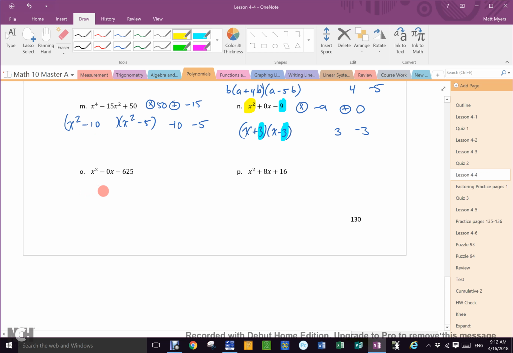What do I have in o? I have x squared and 625. Is that a perfect square? Is it? Is it on your list of perfect squares?